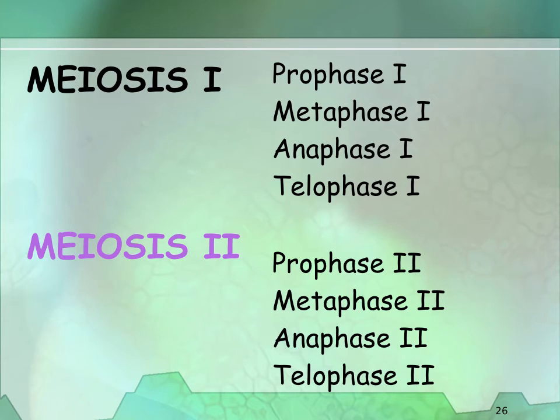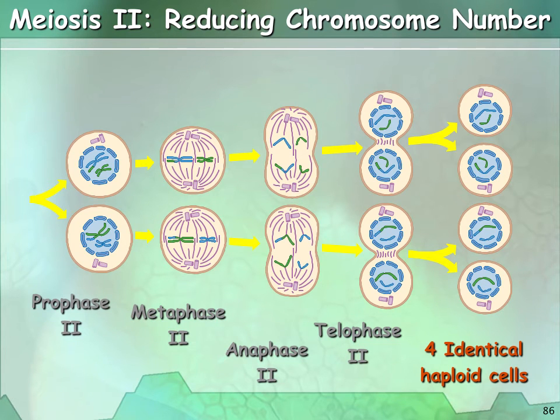Okay, meiosis II. Meiosis II is basically a repeat of meiosis I, but you don't have any chiasmata being formed, and it's sister chromatids that move apart rather than whole chromosomes. You've got four stages, PMAT: prophase, metaphase, anaphase, telophase, and then at the end you've got four identical haploid cells.